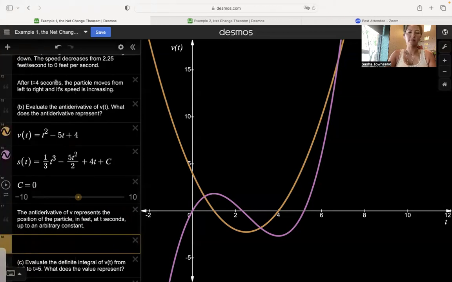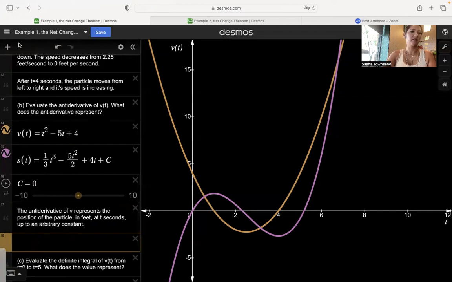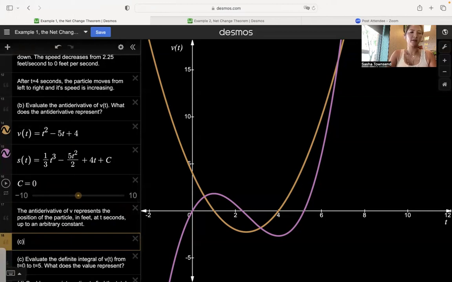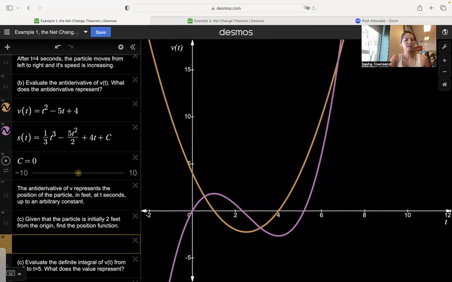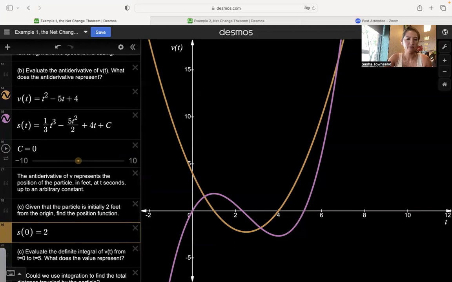Let's adjust this. I'm going to call this part C. I know we've already got a part C. I'm just changing the problem statement as we go. Part C. Given that the particle is initially 2 feet from the origin, find the position function. If they're telling you that the particle is initially 2 feet from the origin, that word initially tells us that at time t equals 0, s is equal to 2. So that what they're giving us is s of 0 equals 2. That's what they're saying.